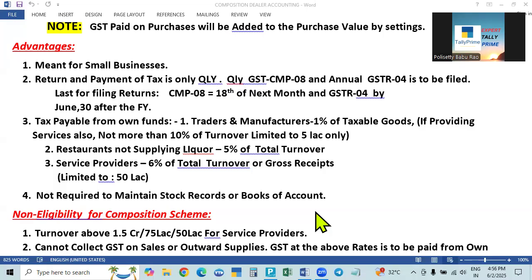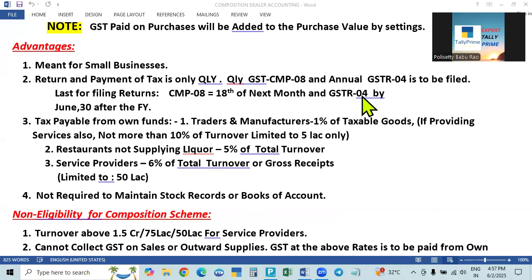Suppose if you want, he can write what the sale is today, and what the sale is today. So every day he can write down the sales, and at the month end, the total sales amount, he can pay the tax. So no need to maintain any stock registers or any books of account. These are all the advantages of composition dealers.